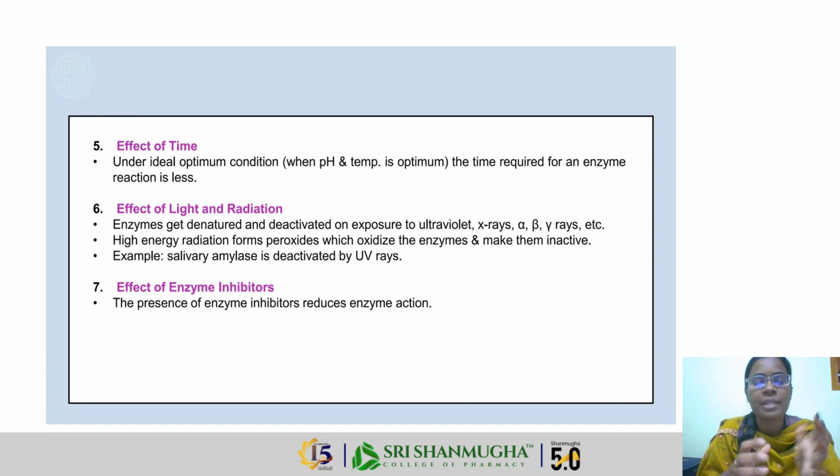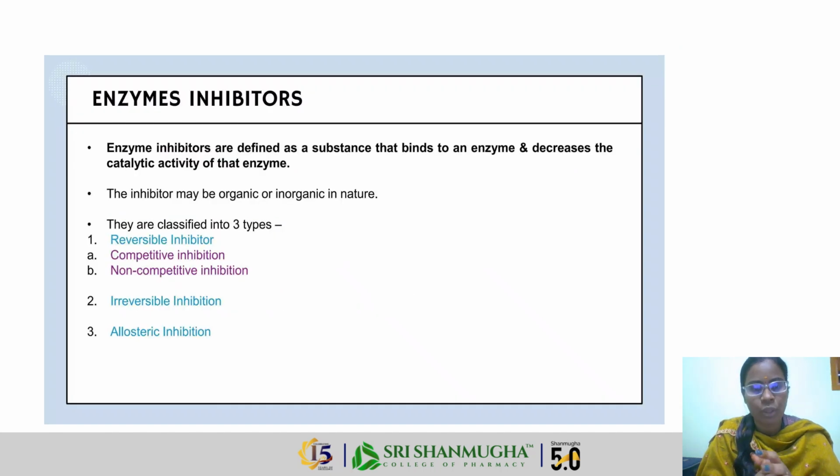And the effect of enzyme inhibitors. The presence of enzyme inhibitors reduces enzyme action. What are enzyme inhibitors? Enzyme inhibitors are substances that bind to the enzyme and decrease its catalytic activity. They are organic and inorganic in nature, and are classified into three types: reversible, irreversible and allosteric inhibitors.